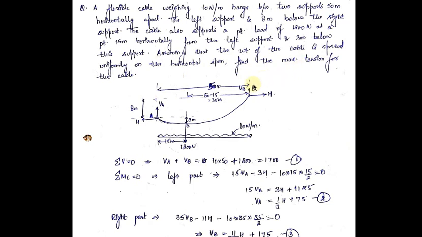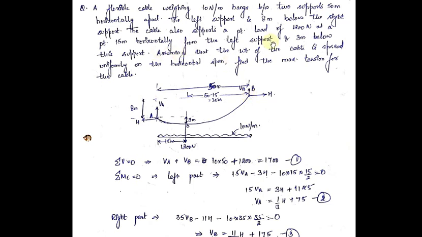See, now in this question, we are given that the weight of the cable is 10 newtons per meter, and this cable is hanging between two supports 50 meters horizontally apart. So the distance between the two supports, that is your A and B supports, is 50 meters. Horizontal distance is 50 meters. It is given that the left support is 8 meters below the right support.